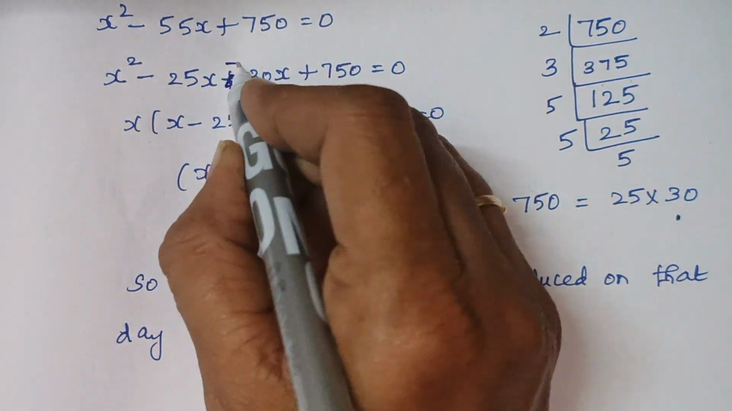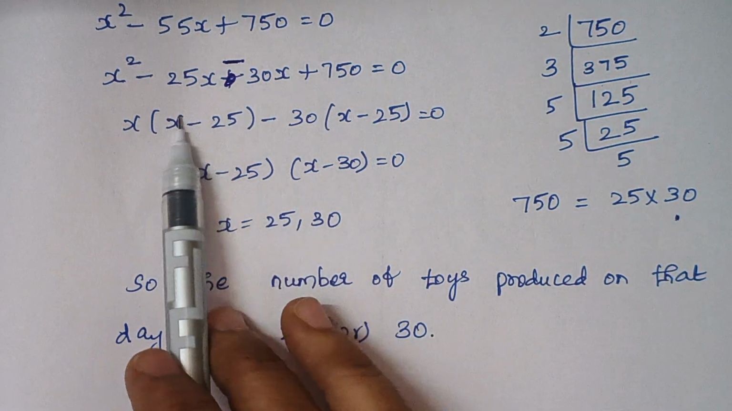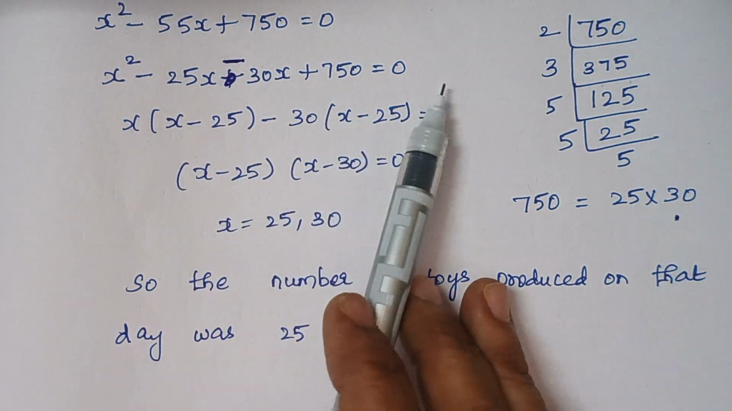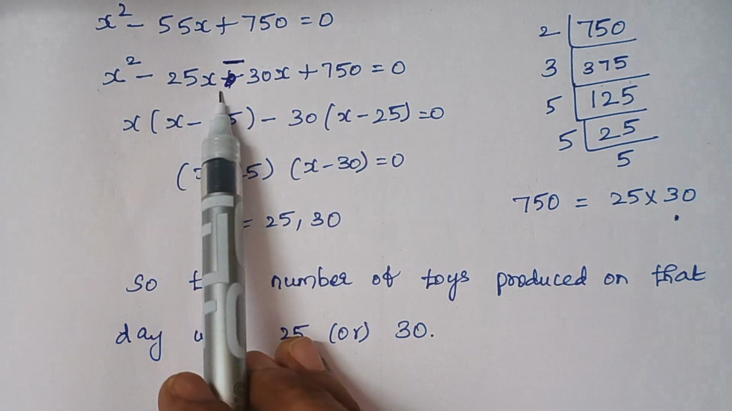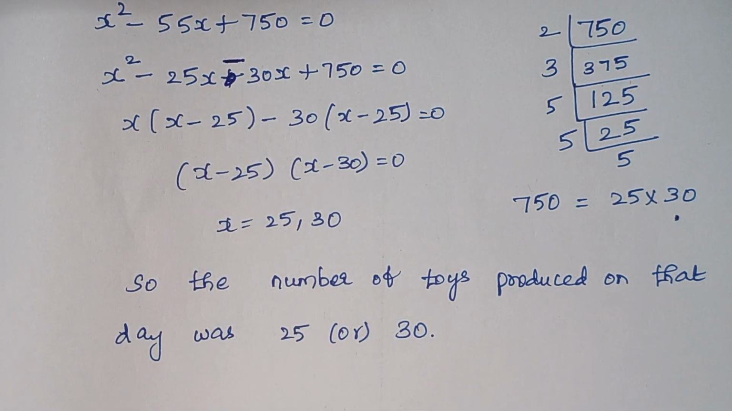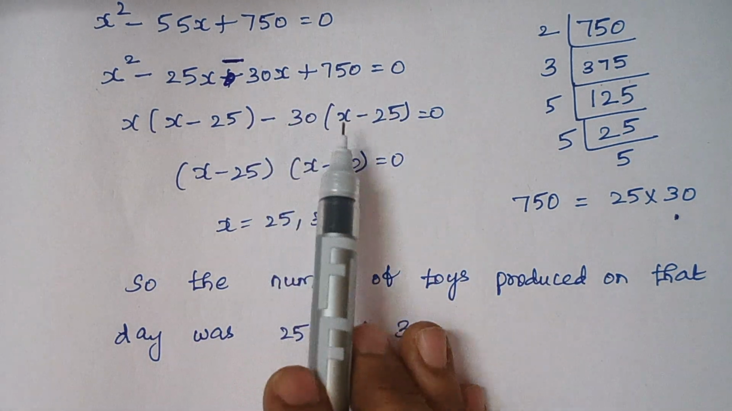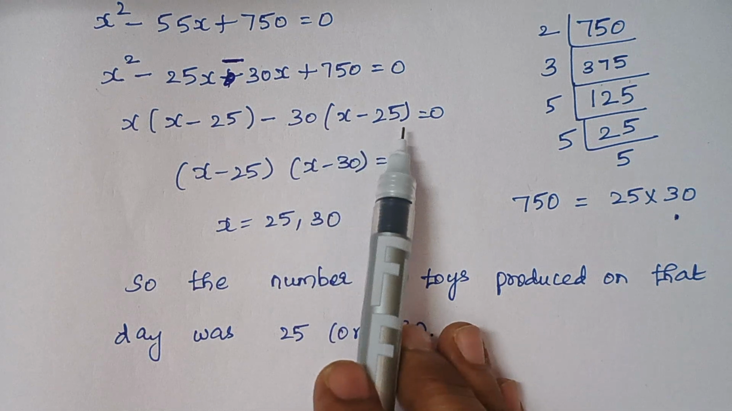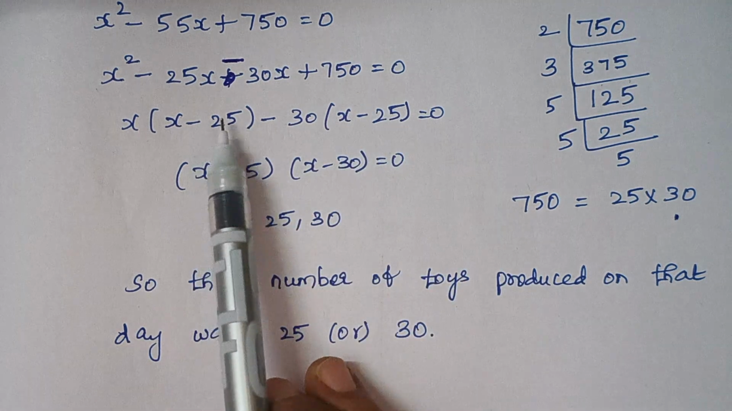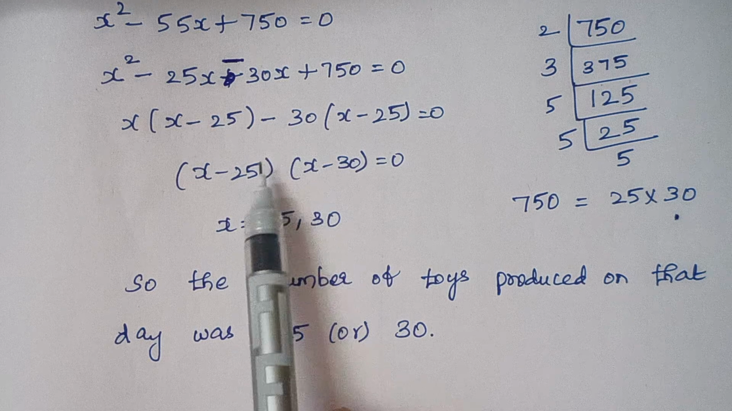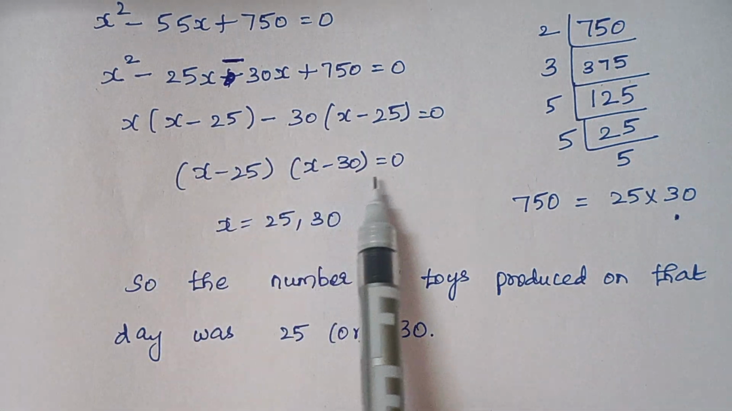here it is again minus, right? Minus 25x minus 30x plus 750. So when you look at the first two terms, we can take x outside. The remaining terms are x minus 25. And in this case, you can take minus 30 outside. Therefore, the remaining terms are x minus 25. So when you take this x minus 25 commonly outside, the remaining terms are x minus 30.